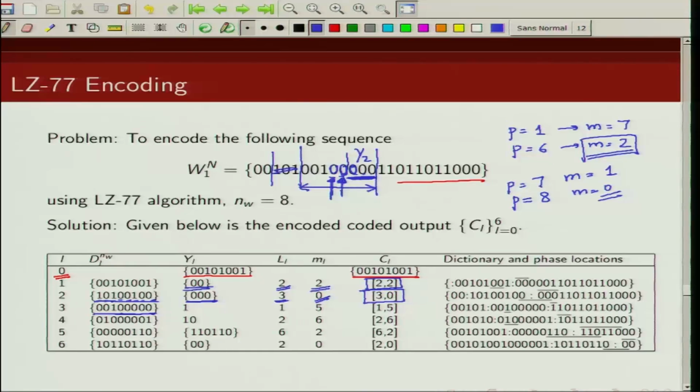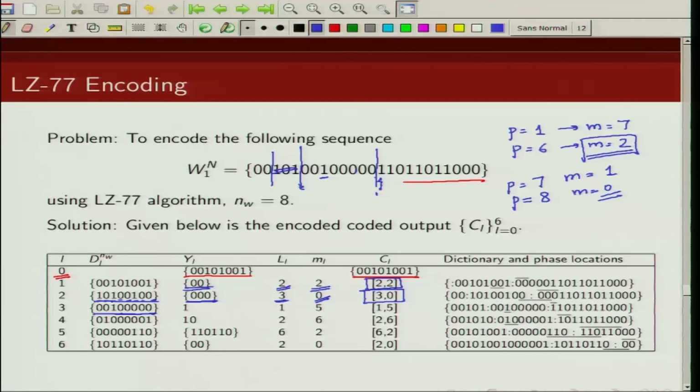Again we follow the same procedure. So we look at the first bit 1. Is there a match of 1 here? Do you see a match of 1 in this dictionary? Yes, there is. That's this. What about 1, 1? Is there a match of 1, 1? The answer is no. So there is only a match of 1 here.